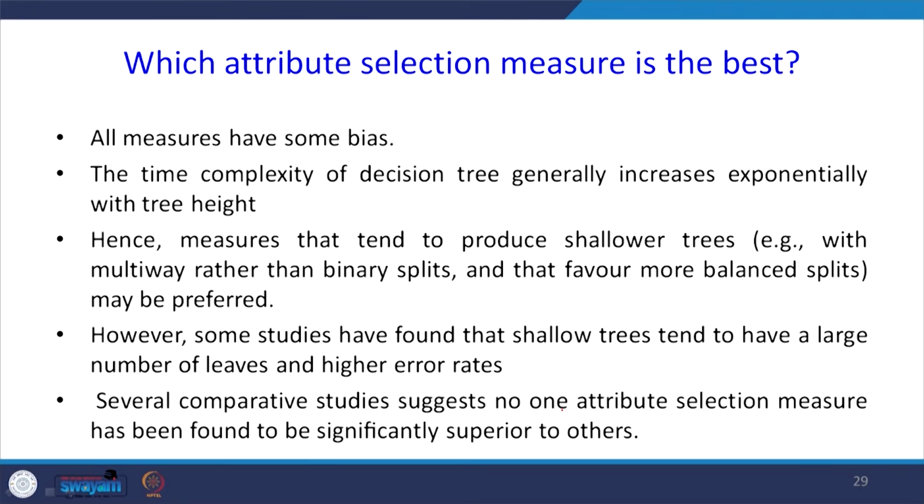The time complexity of a decision tree generally increases exponentially with the tree height. Hence, measures that tend to produce shallower trees, that is with multi-way rather than binary splits, and that favor more balanced splits may be preferred. That is why most of the time Gini index is chosen, because that is giving a balanced split. However, some studies have found that shallow trees tend to have a large number of leaves and higher error rates. Several comparative studies suggest no one attribute selection measure has been found to be significantly superior to others.